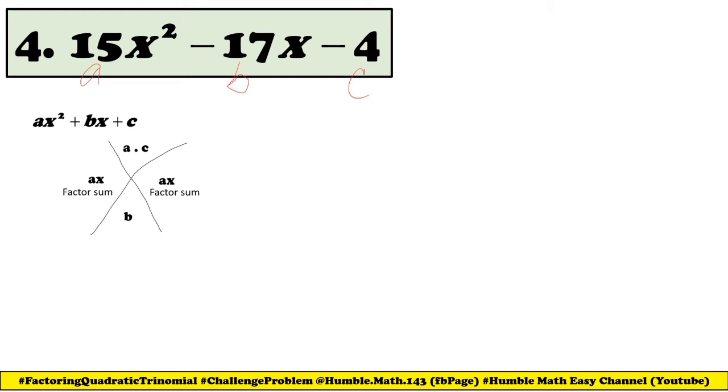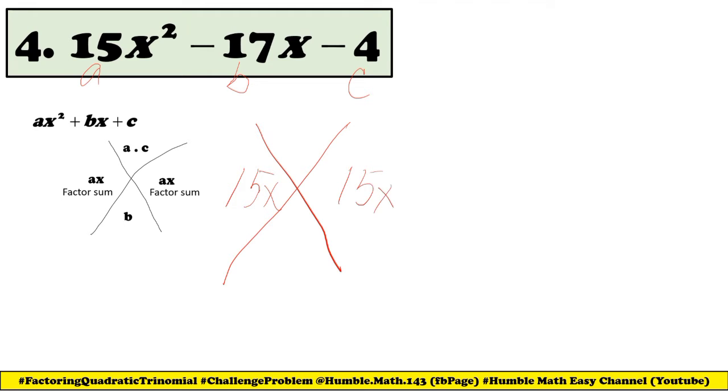Recall that with the diamond method, the left side is the value of ax, which means 15 and the variable x. And the right side, as a factor sum, is also copied from the left side, which is 15x. So here it goes, we have 15x, 15x, and then the other one is another 15.